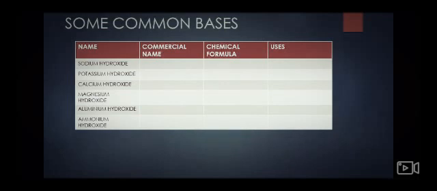Similarly, these are the names of certain common bases. For example, sodium hydroxide, potassium hydroxide. You have to provide their commercial names, their chemical formula, and their uses. Please try it out. Then we will be discussing their solutions.